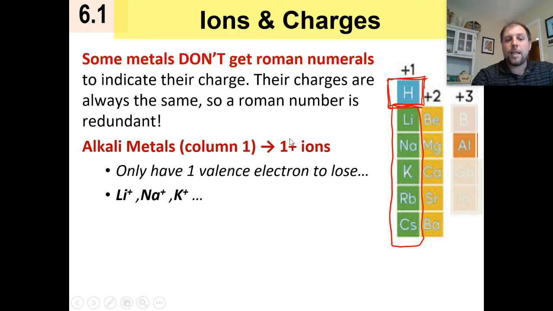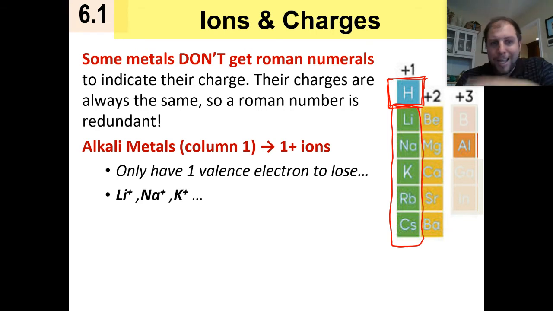All right. So lithium, sodium, potassium. They would just become lithium ion, sodium ion, potassium ion. Even though they're +1, you wouldn't call it a lithium 1 ion. You wouldn't call it a sodium 1 ion. It's redundant. It's always got a +1 charge. Sodium always has a +1 charge. There's no point in calling it a sodium 1 ion because there's no sodium 2 or sodium 3.